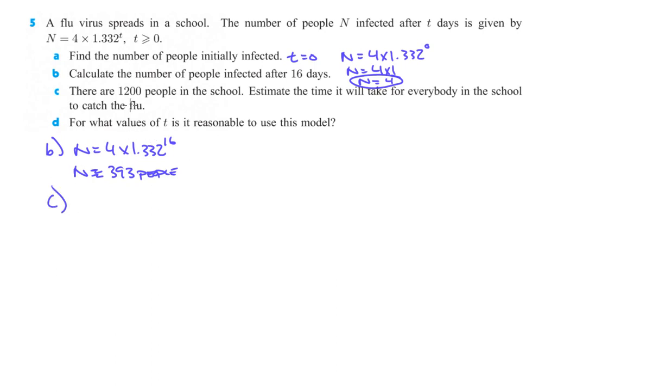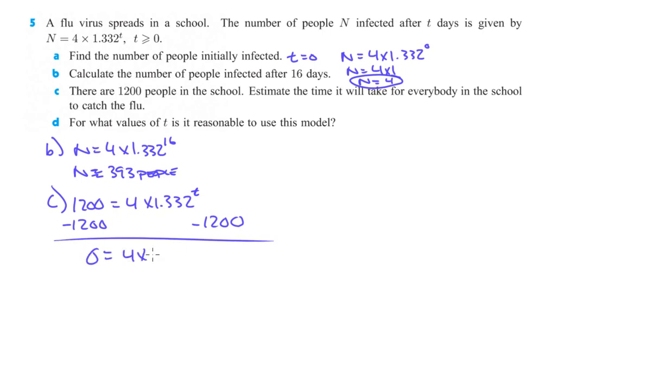Okay, C. There are 1,200 people in the school. Estimate the time it will take for everybody in the school to catch the flu. So now we want to know when N is going to equal 1,200. So 1,200 equals 4 times 1.332 to the T, right? What we can probably do here is move this 1,200 over here. So let's just subtract 1,200. And then we can put it in our graphing calculator because 0 will equal 4 times 1.332 to the T minus 1,200. Okay, we can put that in.